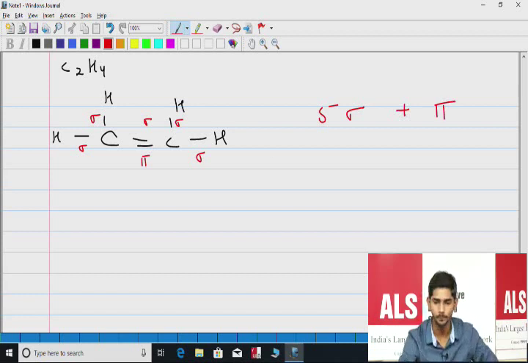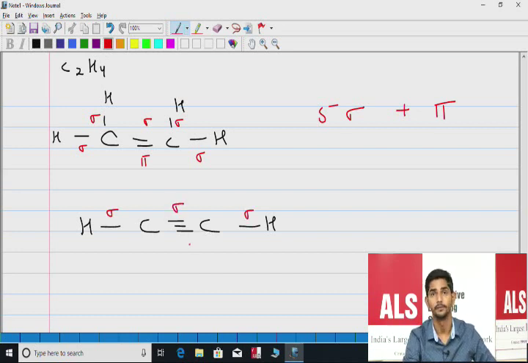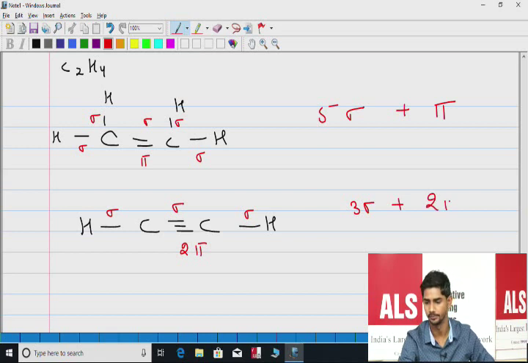Let's check out another example. See, this is a sigma bond, this is a sigma bond. We know that in a triple bond there is 1 sigma and 2 pi. So we can say that there is 3 sigma plus 2 pi.